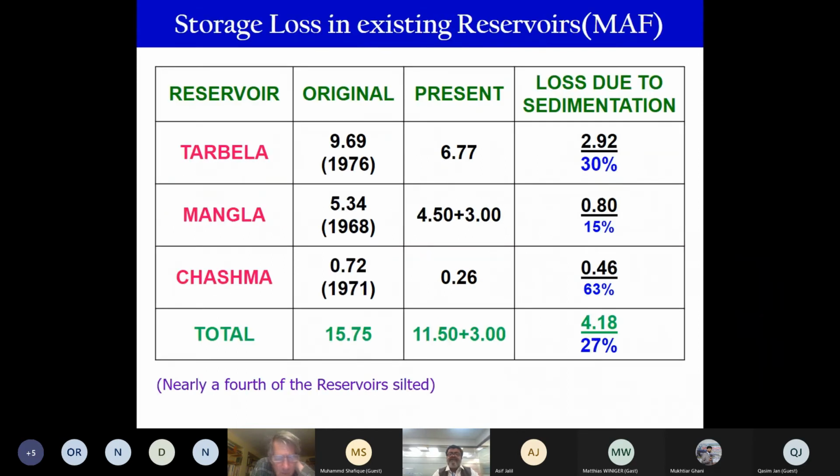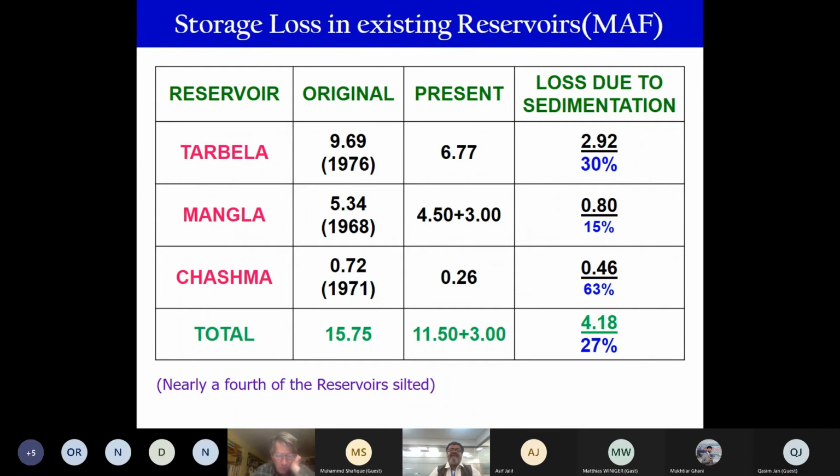Storage loss in the existing reservoirs: like in Tarbela, it was 9.69 and is 6.7 presently. So the loss due to sedimentation is 30%. In Mangla, it was 5.3, but due to the raising of the Mangla, the storage capacity increased a little, so now it is 7.5. Similarly, in Chashma, it was 0.72 initially, and now it has decreased to 0.25. So there's a huge loss because of sedimentation.